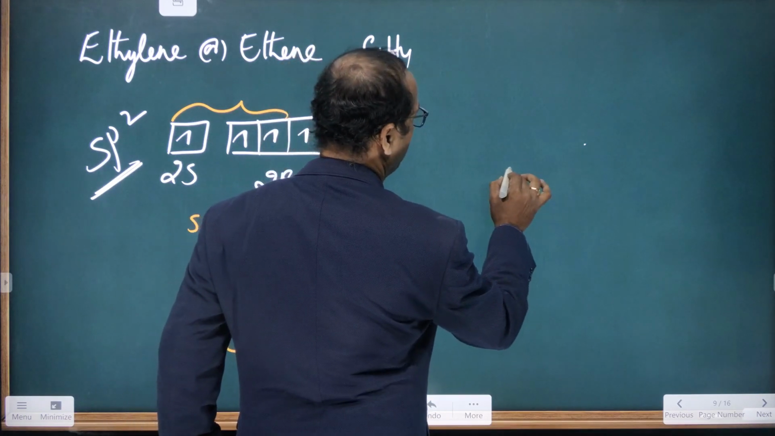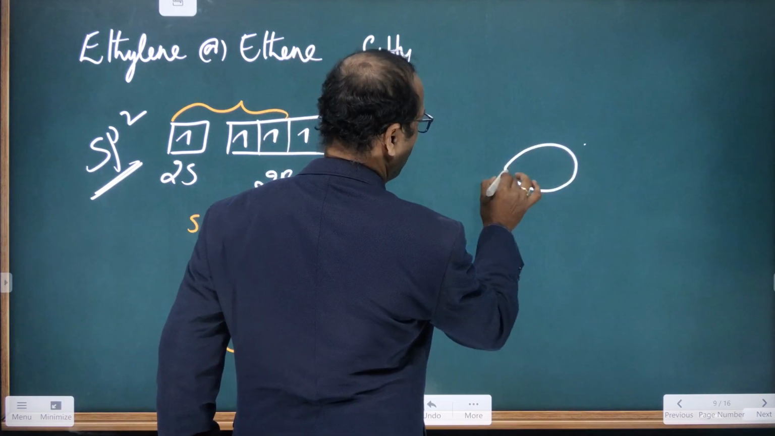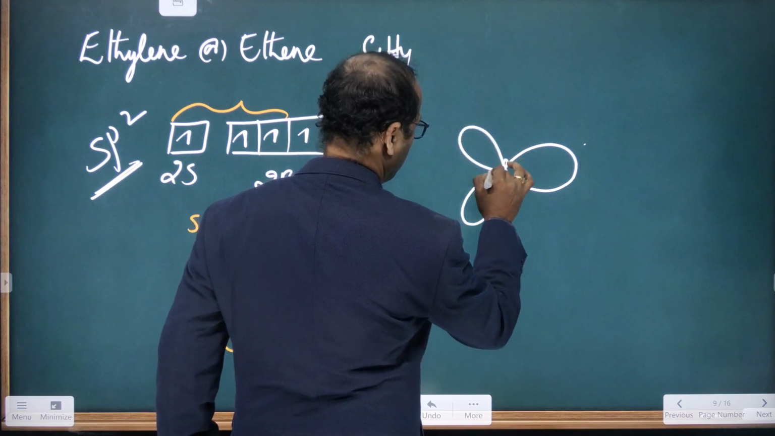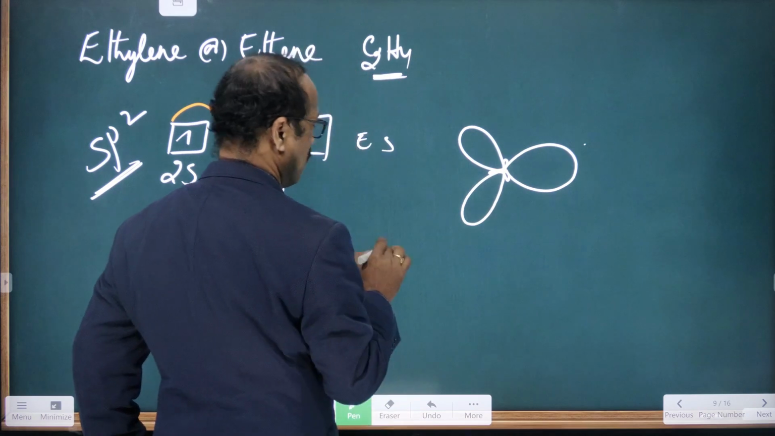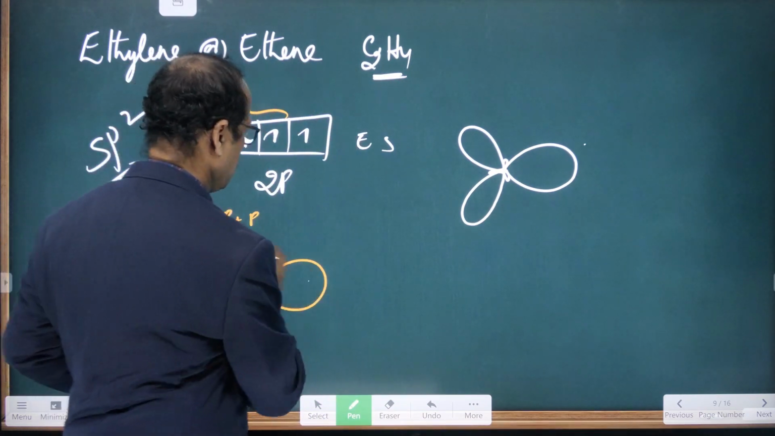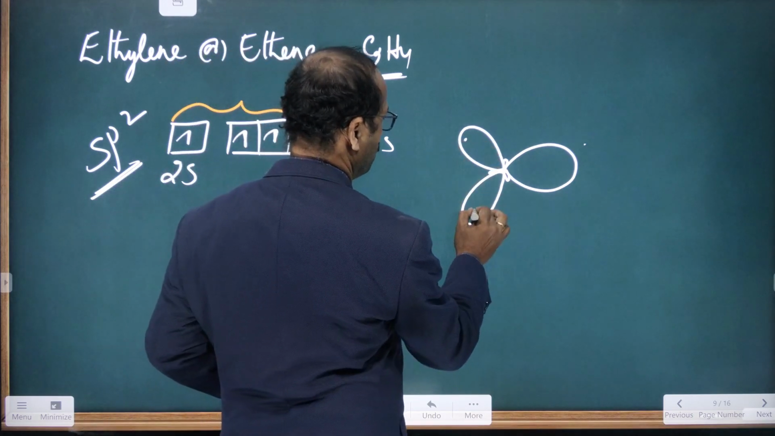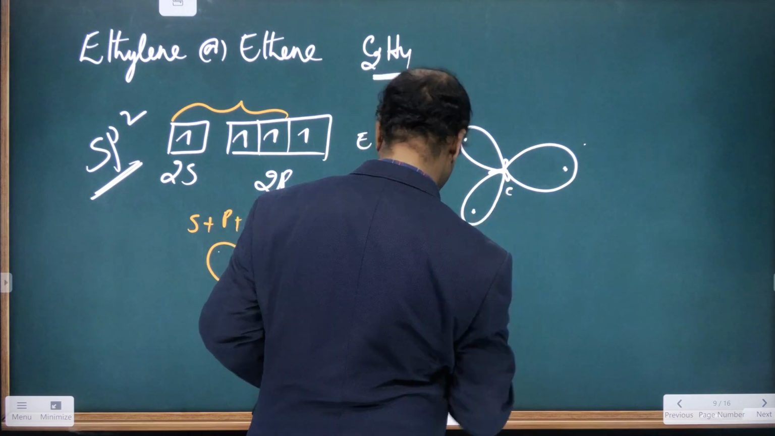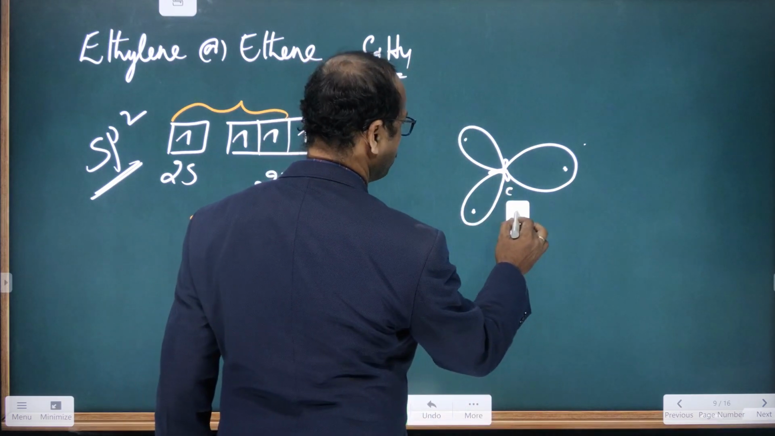Okay. So here 3 hybrid orbitals only will form. 1, 2, 3. 3 hybrid orbitals are forming. So this is one carbon with the 3 electrons. 1, 2, 3. Right. This is one carbon.